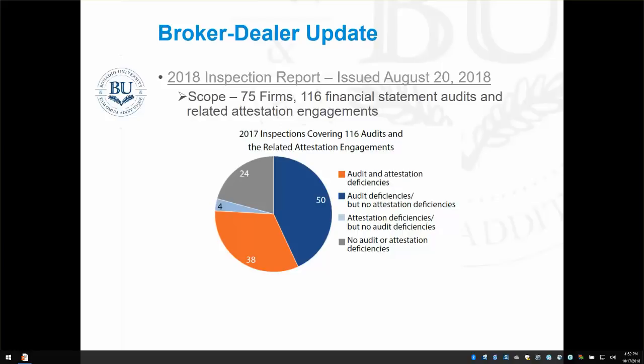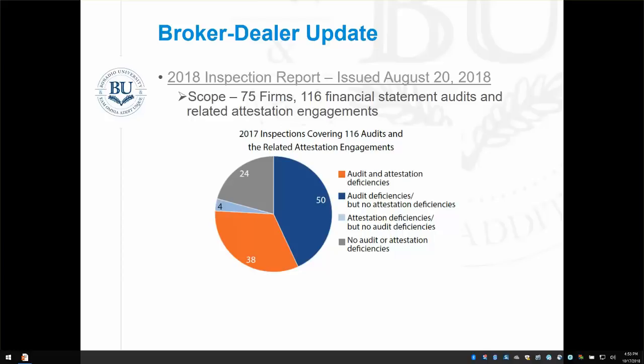The specific report is relatively thick, probably about 65 pages long. It goes into a lot of detail and analysis as it relates to their overall inspection process, the findings that they had, as well as a lot of the deficiencies for both carrying and non-carrying broker-dealers.